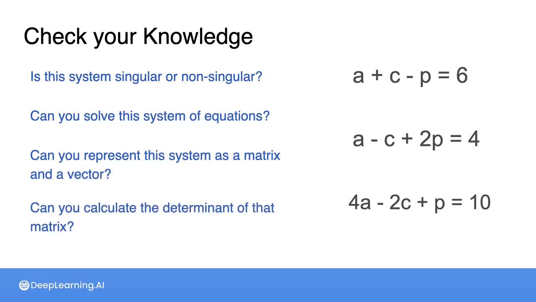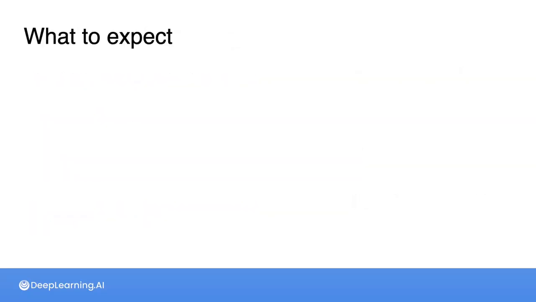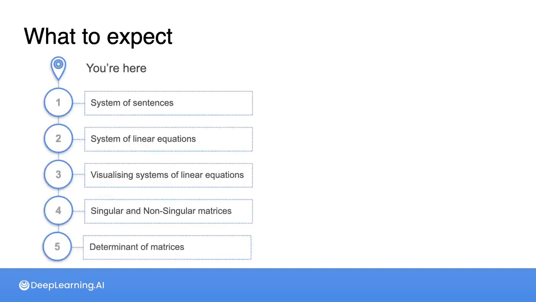If you could easily answer all these questions, then congratulations. You are ready to go ahead and take the quiz for this week and complete the labs for this week. If not, then also congratulations, you are in the right place. Join me through this week's materials as we go through systems of linear equations step by step. We'll start super simple with systems of sentences that will then turn into equations, and then from there, we'll get into solving these systems and the properties of such systems like singularity and the determinant.